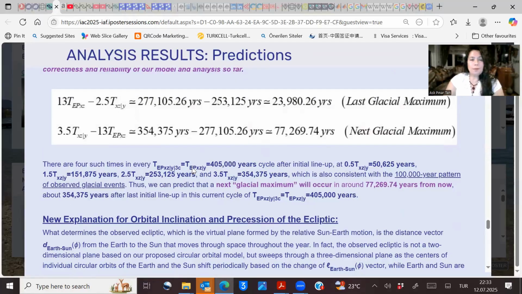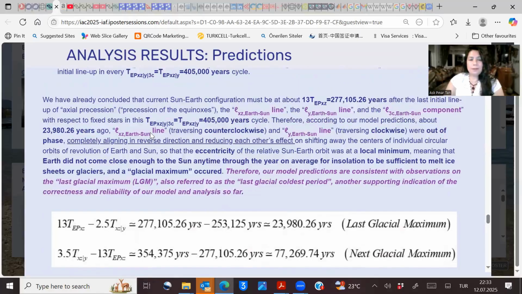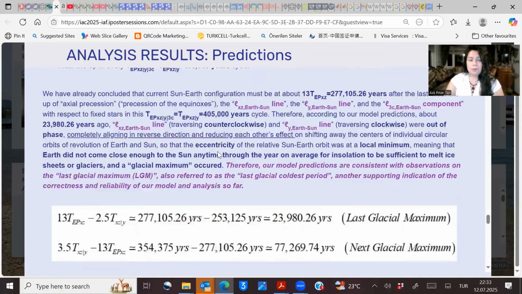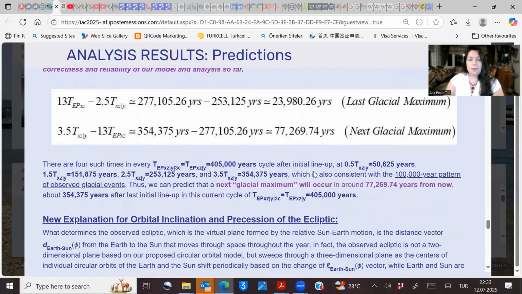There are four such times every 405,000 year cycle when the LXC line and the LY line are out of phase, completely aligning in the reverse direction and reducing each other's effects so that there is minimal eccentricity of the relative Sun-Earth ellipse. And this is around 50,000 years, 150,000 years, 250,000 years, and 350,000 years after an initial lineup of four components every 405,000 years. And these are times when glacial maximums are expected to occur.